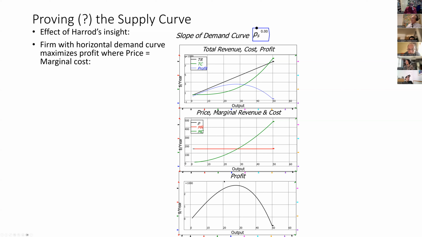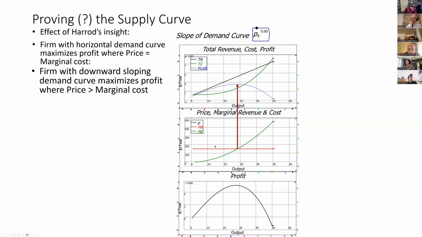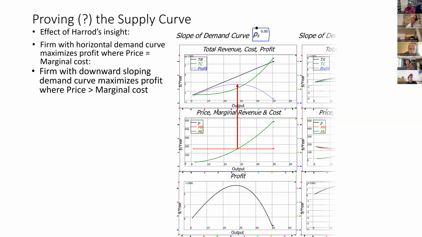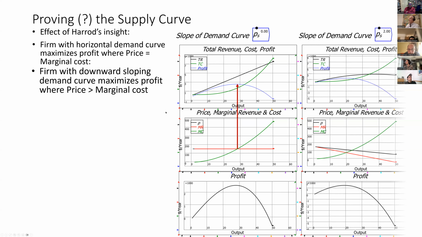And down here, I've taken the profit curve again and shown that's the maximum. So there's your point of maximum profit from equating price to marginal cost, because price is marginal revenue. But when you have a downward sloping demand curve, this is the result you get. So now I've got the black curve, which is total revenue. The curve doesn't go all the way up, because after a while, the fall in the price overwhelms the increase in the quantity and total revenue goes down.